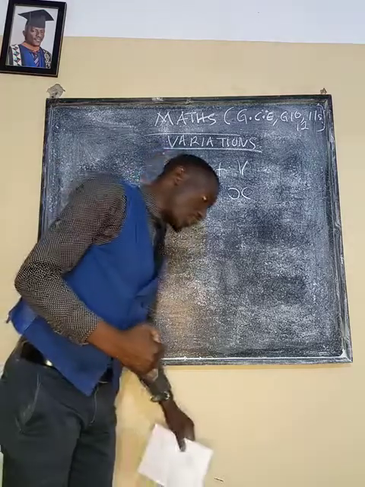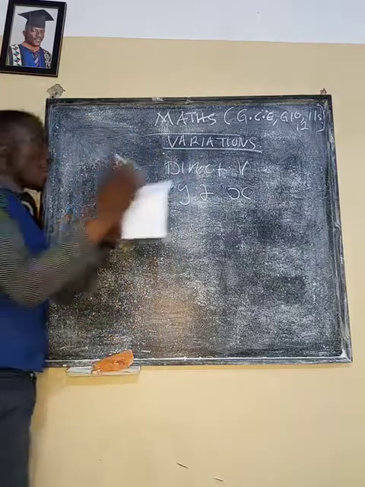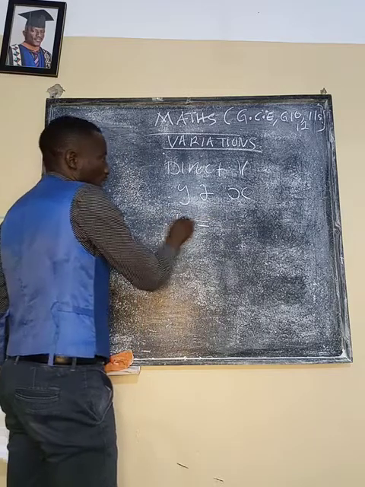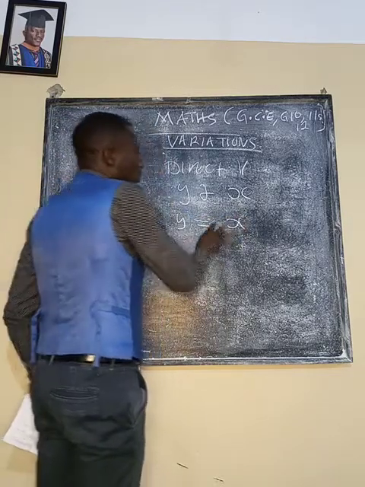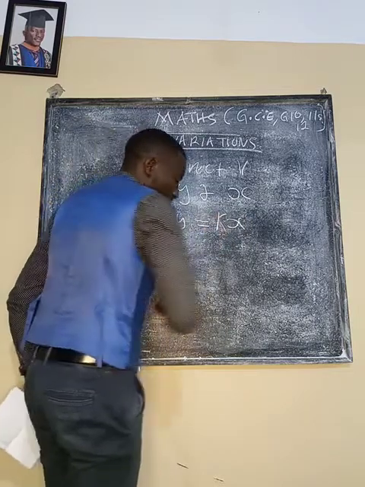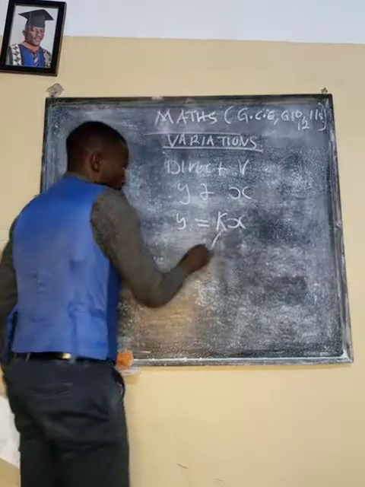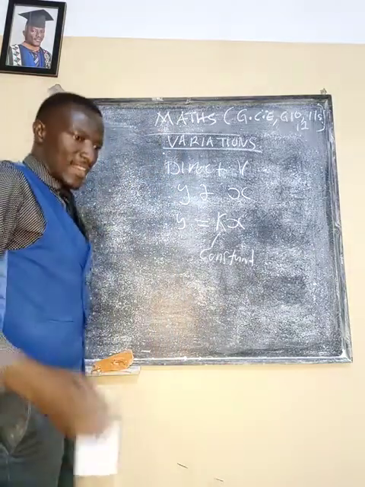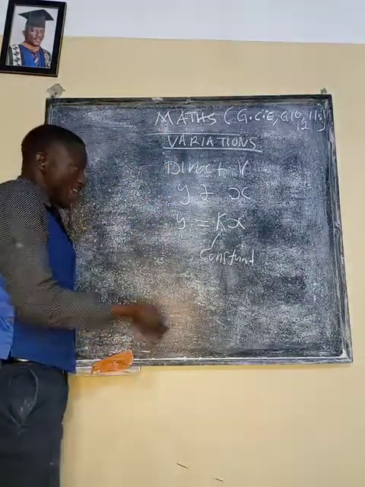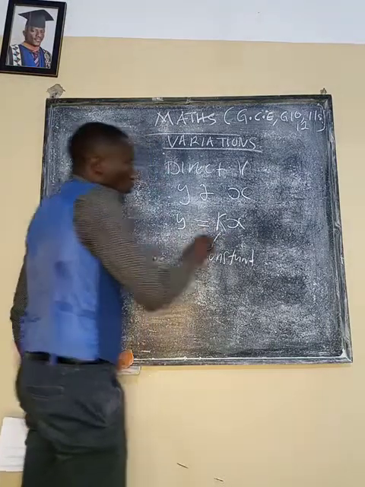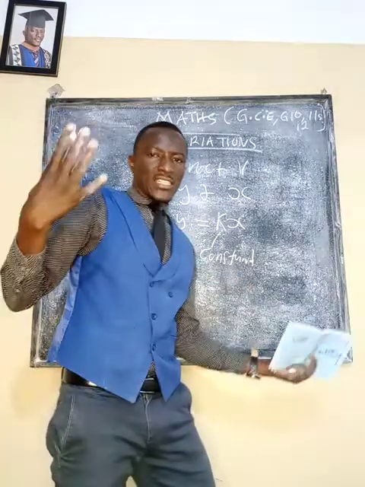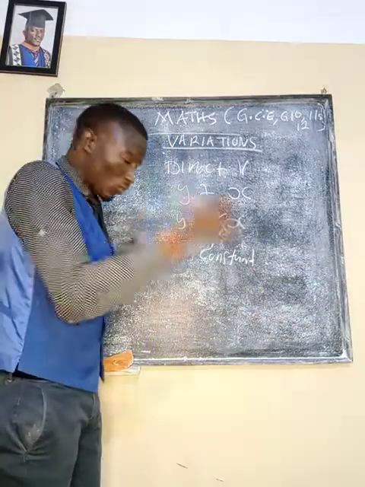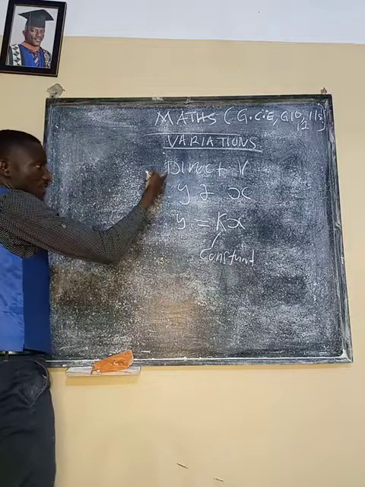So combining these two, we'll be using equals. y equals x, then we'll be putting the letter k. k means constant. In every variation question in an exam, there will be a k immediately after the equal sign to show the variable that is connecting the two, the constant of variation. It will always be there. Take note of that. That is direct variation.